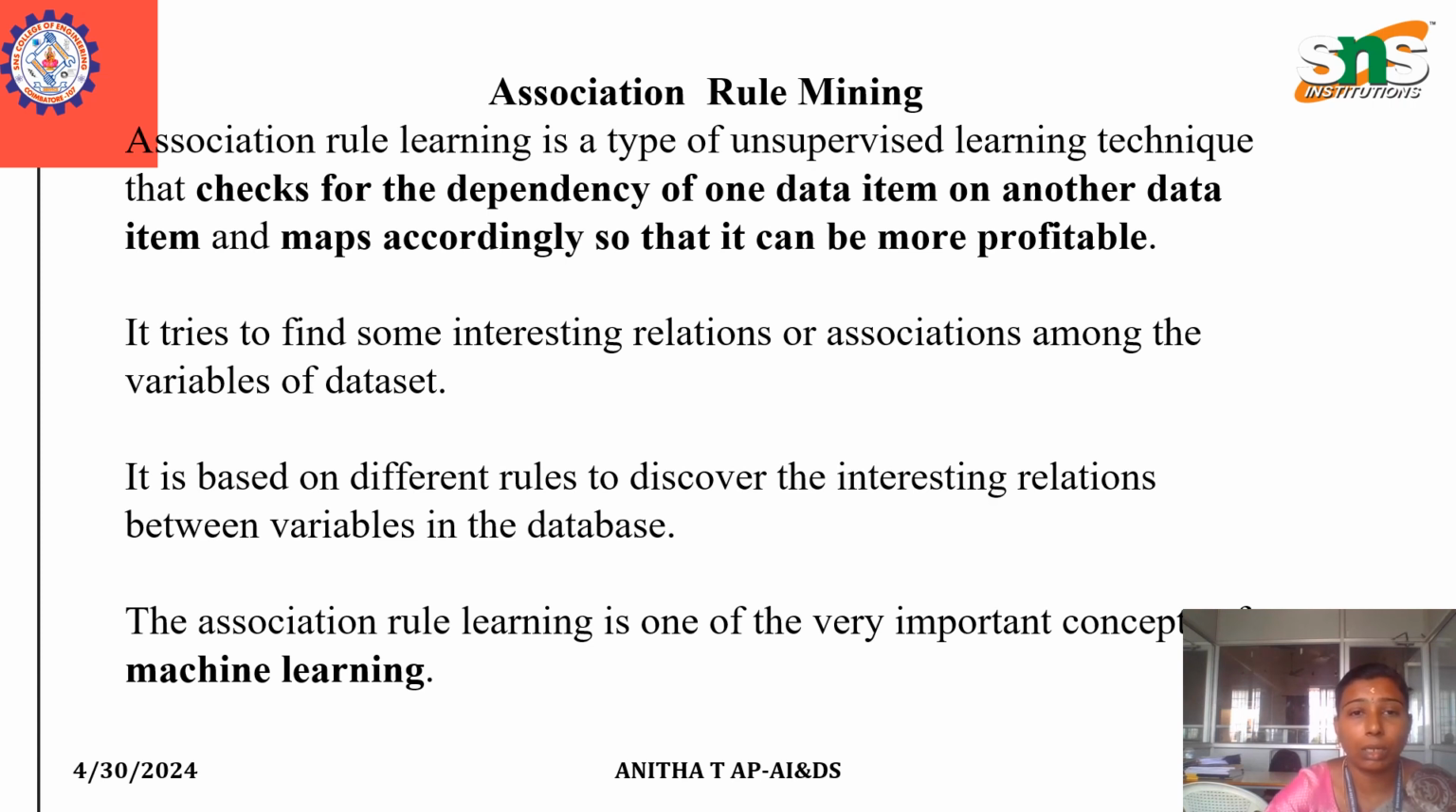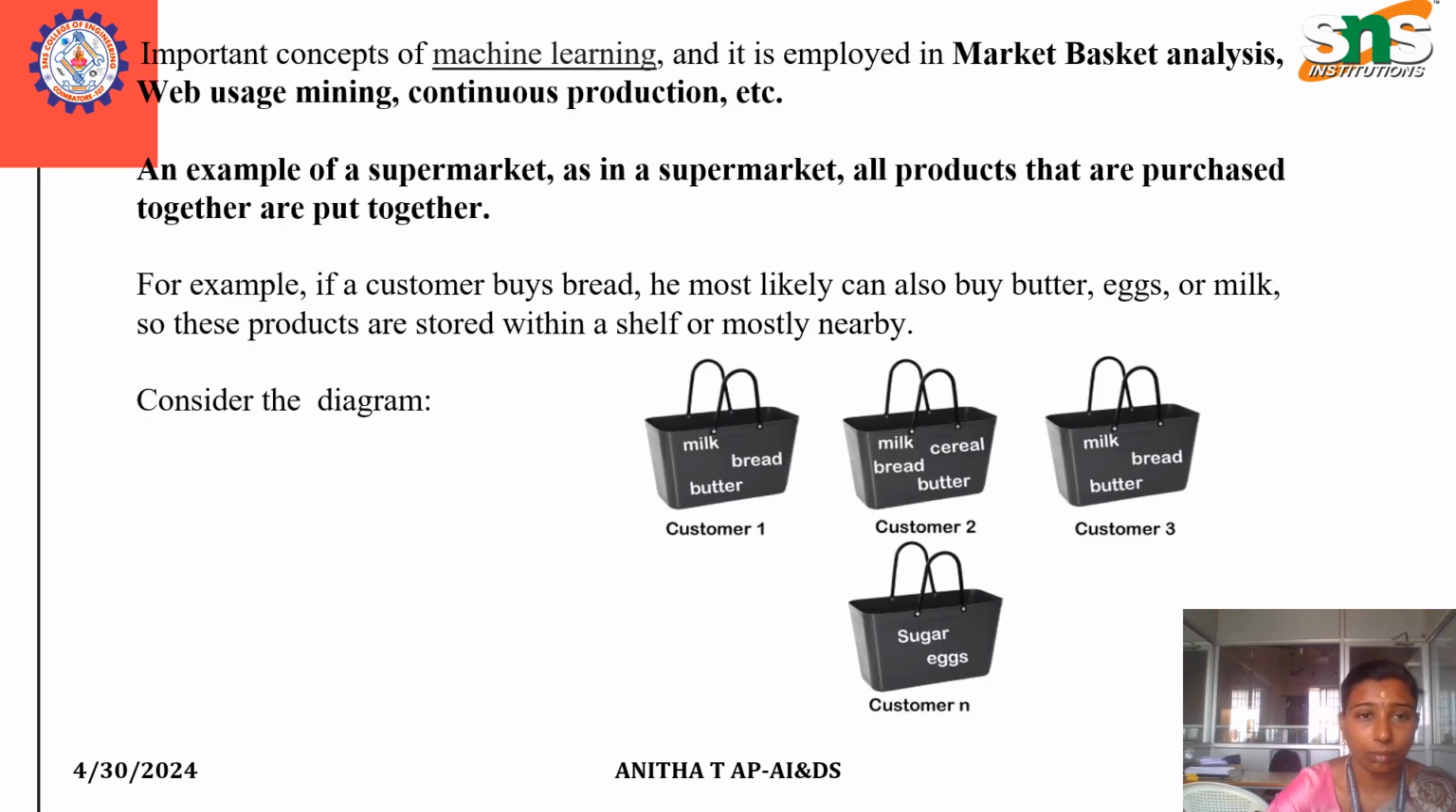Association rule learning is a type of unsupervised learning technique that checks for the dependency of one data item on another data item and maps accordingly so that it can be more profitable. It tries to find interesting relations or associations among the variables of data sets. It is based on different rules to discover the interesting relationships between variables in the database. The association rule is one of the important concepts of machine learning, and it is employed in market basket analysis, web usage mining, continuous production, etc.